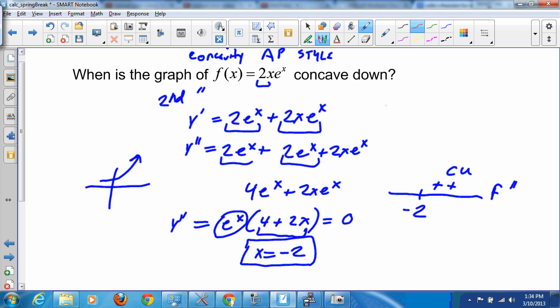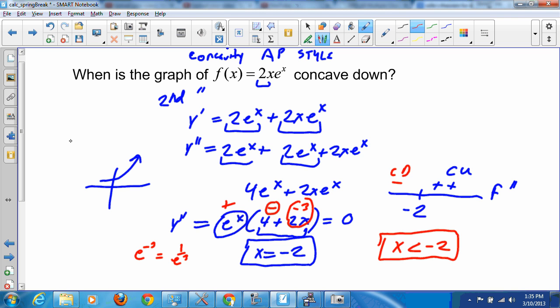Otherwise, we got troubles. Let's see. So pick a negative 3, let's say. You put a negative 3 here, you get a negative 6, right? Negative 6 plus 4 is negative. And when you put e to the negative 3, well, that's just equal to 1 over e to the third, which is a small positive number, but still positive nonetheless. So here we see it's concave down. So it's going to be concave down when x is less than negative 2.